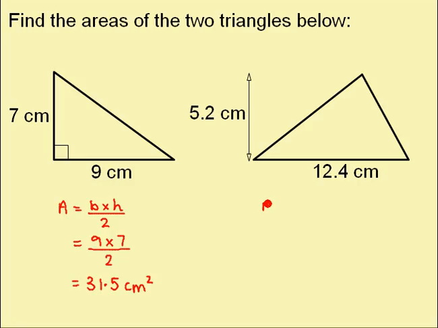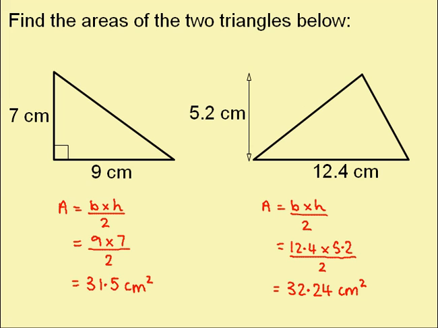In the same way, we start with the formula, substitute in the values. The base is 12.4 and the height is 5.2. And for this one, I would be allowed to use a calculator, so I type this in as 12.4 times 5.2 divided by 2. The answer I get is 32.24 and the units are centimetres squared.